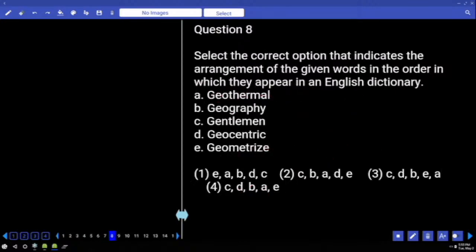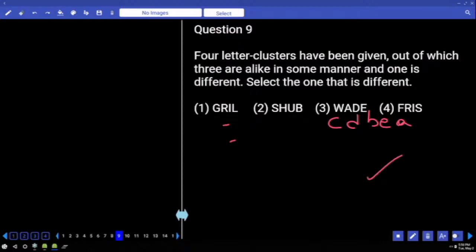Then question number 8. In this question, we need to arrange all these in dictionary order. Tell me which element comes first here. GEN comes first, and C is the first element. Next to C, GENO. The next element C, and CD. After this CD, the next one is B, CDB. Now between A and E, E comes first, followed by A. CDB, choice 3, question number 8.